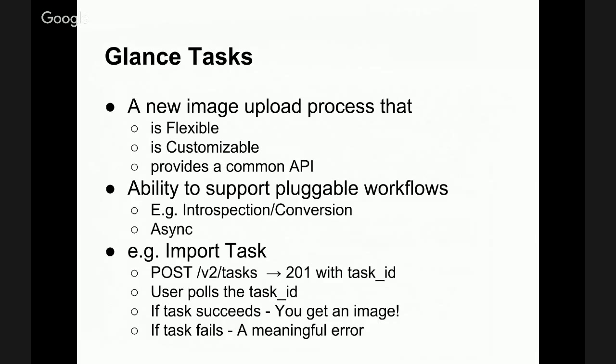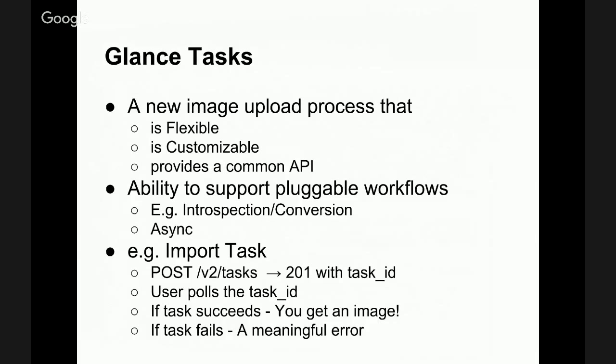And this whole thing happens asynchronously, in the sense that you basically post a task to the Glance API, and the task will go on and on, however much time it takes to do the conversions or the security checks. And the user could poll on the task ID, and if the task succeeds, you get an image created, or if the task fails, you'll get an error message saying that the image was not able to be created. So it's a flexible, customizable way of creating images, but that's also its problem.